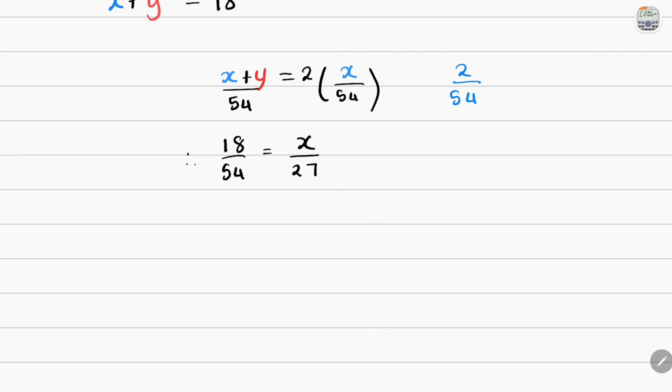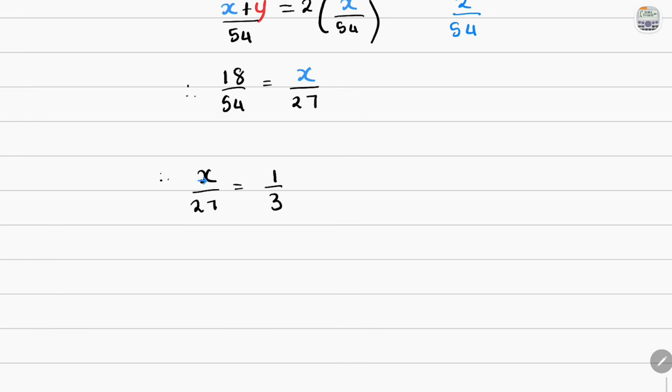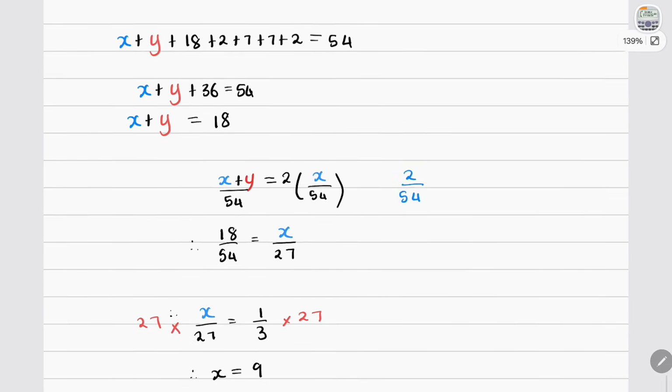Do you see how this helps to solve for X? We can actually solve for X now. We know that X over 27 is equal to 18 over 54, which is 1 over 3. To solve for X, get rid of the 27: we multiply both sides of the equation by 27. Finally, X is equal to 27 over 3, which is 9. So now we have X.